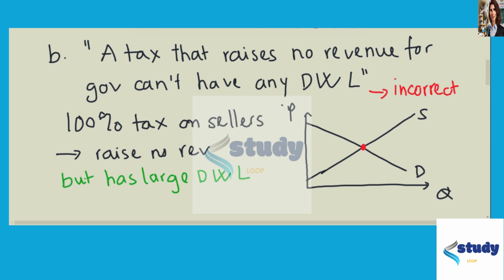This is the initial equilibrium. With a 100% tax on the sellers or on the sales of goods, the deadweight loss would be the whole area here. And the quantity, given this very heavy tax, is zero.